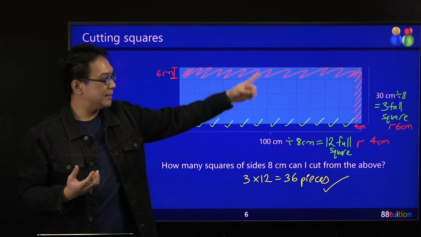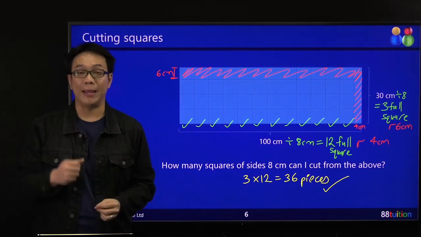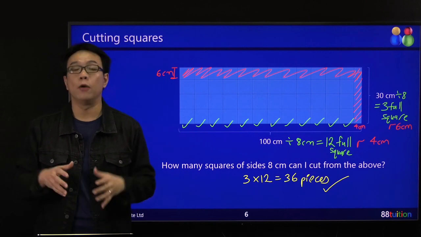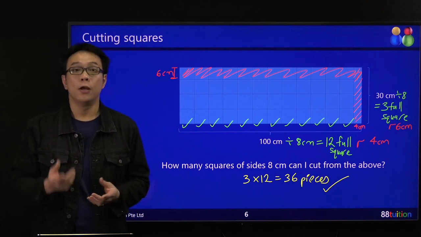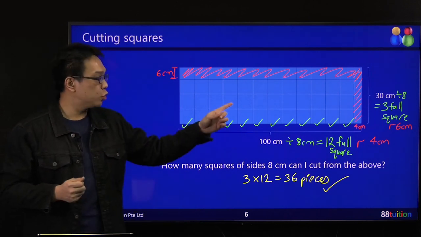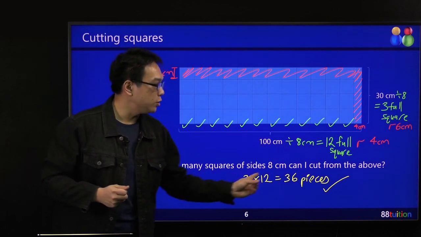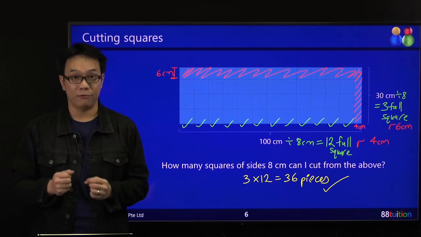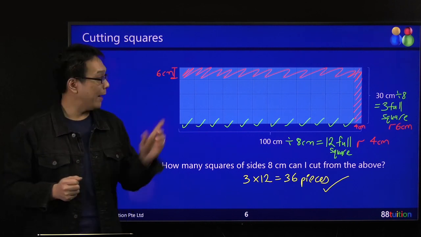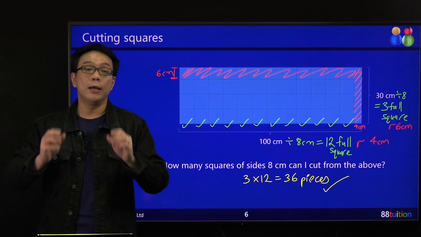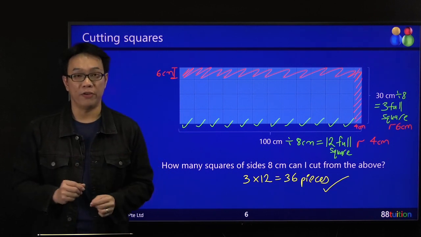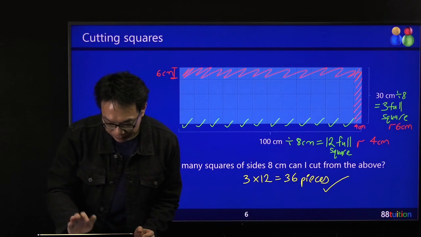The other one, 30 cm, is your width or breadth. You divide by 8 because the square is 8 cm by 8 cm. You get 3 full squares. Remainder 6 cm. Then you take the full squares times the full squares: 3 rows of 12 columns, 36 pieces of complete squares. Can you see that? And the red colored portions are wasted. Let it be. You cannot take it and super glue, Scotch tape. Not fair.